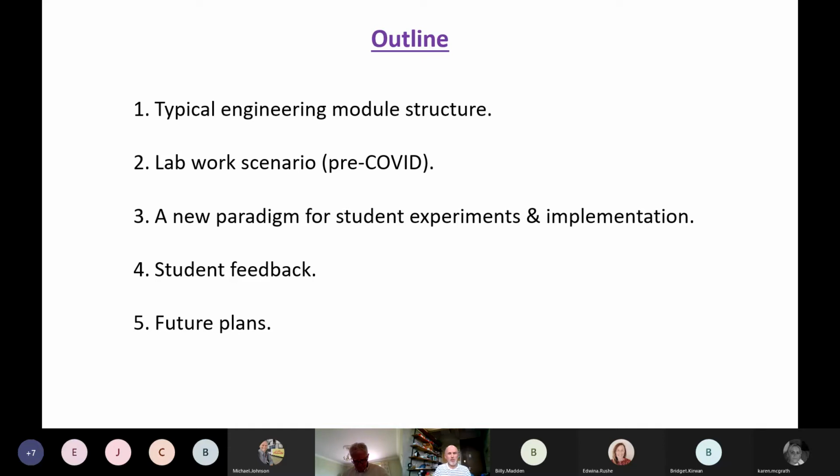And based on our experiences with the COVID lab work scenario, I just want to discuss a possible new paradigm for student experiments, remote experiments that is, and their implementation in terms of optimizing, hopefully, the student experience. And then I'll present some brief student feedback, and also, from our own departmental perspective, what future plans we may have to implement remote laboratories. So that's the basic outline of the presentation.